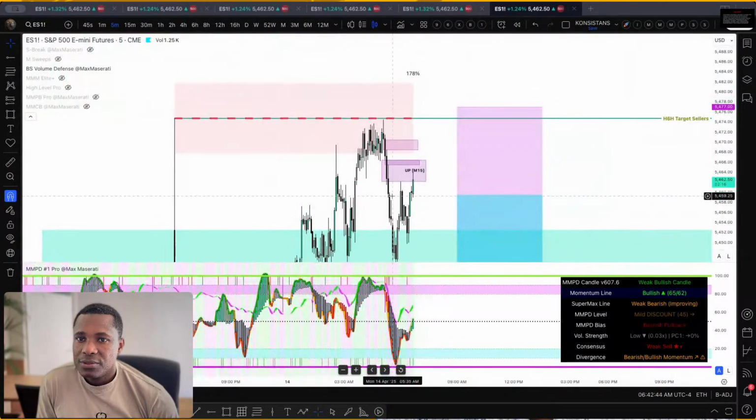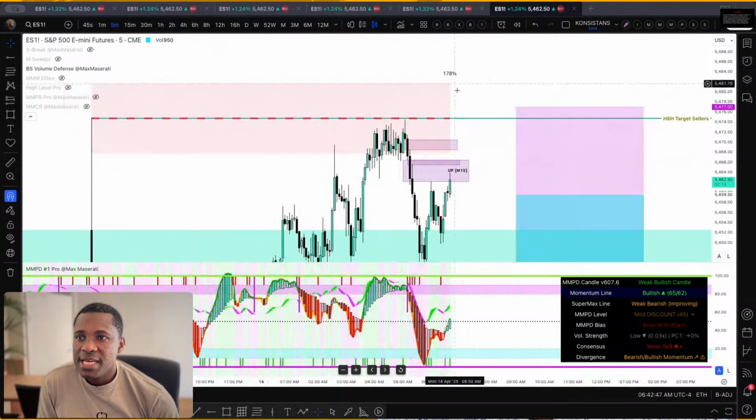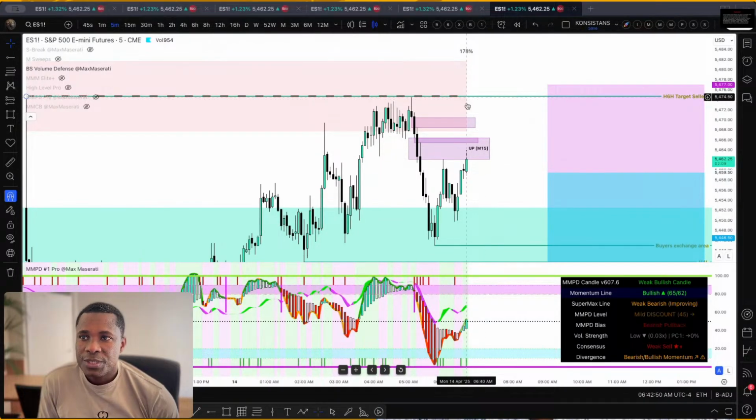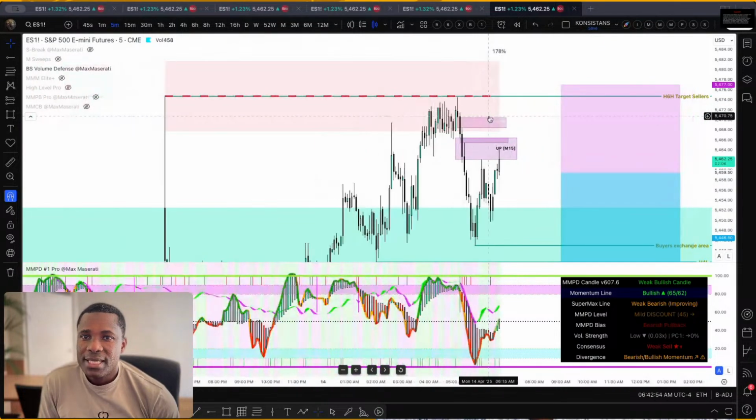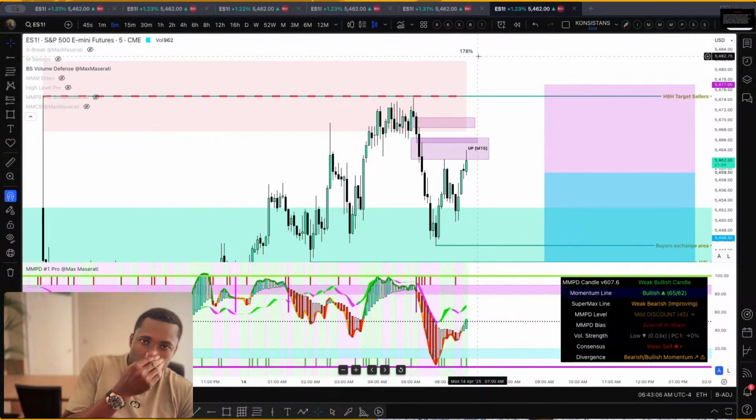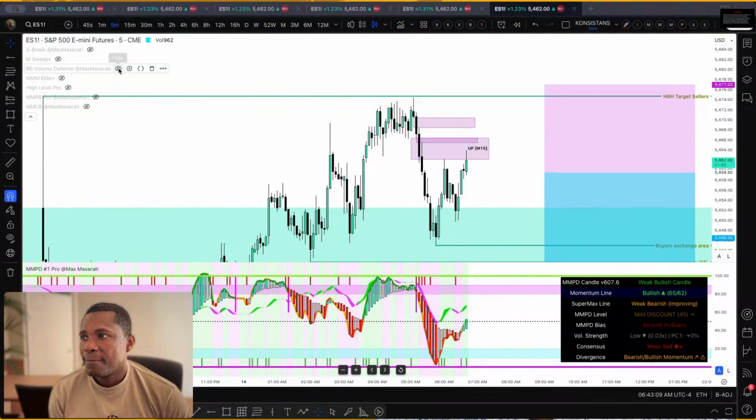Okay, so this is one chain. We have 178% of buy-sellers in this area, which means we highly likely see the sellers give control back to the buyers here. They will, because we have 70% plus of sellers in this level.